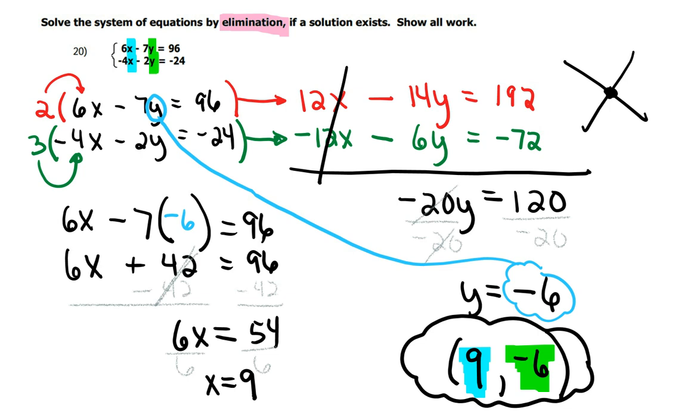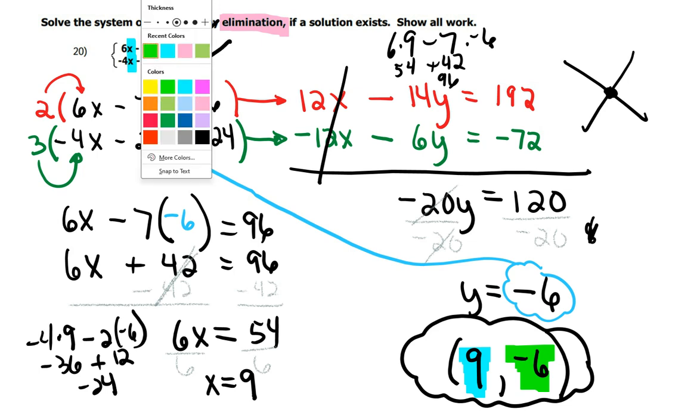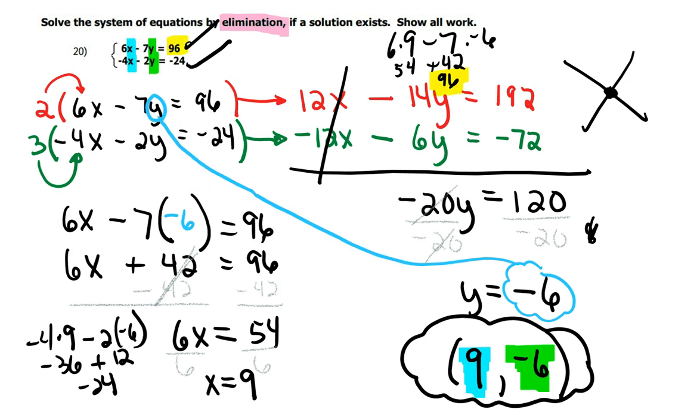If I did it for the top equation, this would be 6 times 9 minus 7 times a negative 6. That would be 54 plus 42, which is 96. Check. And the second equation would be negative 4 times 9 minus 2 times negative 6. That's negative 36 plus a positive 12, which is negative 24. Yep, negative 24. So when I was checking them, this one I got 96, which matched this one.